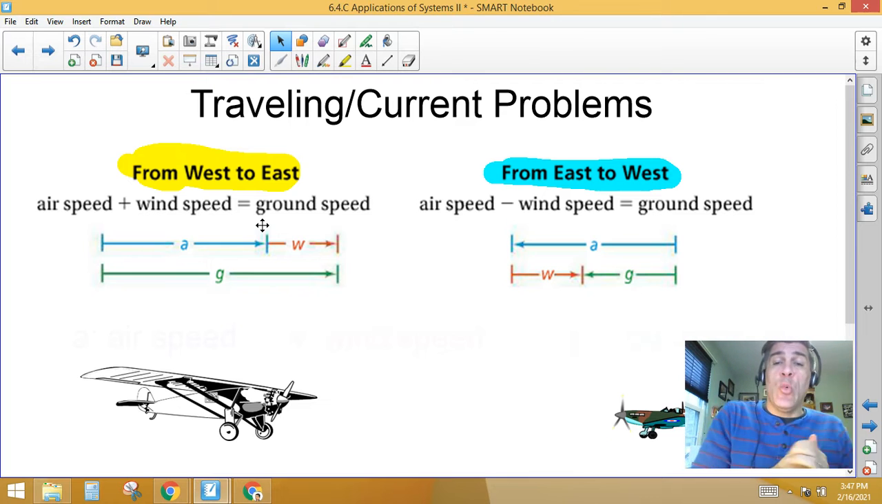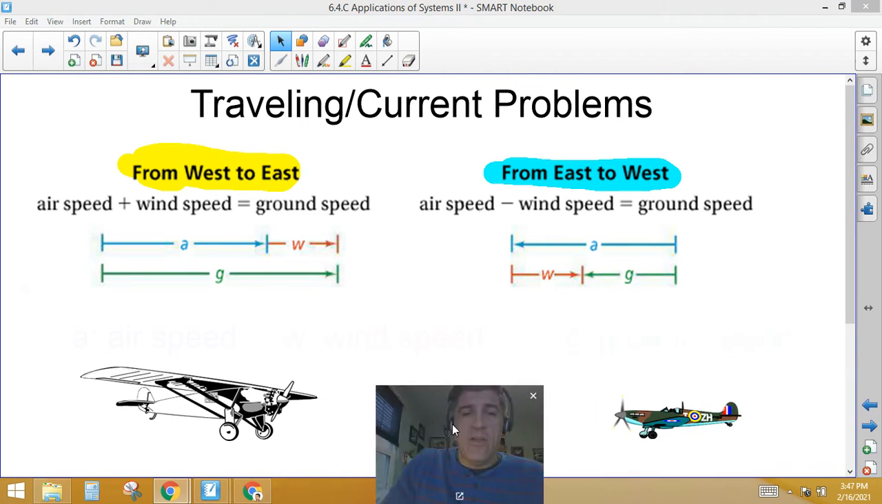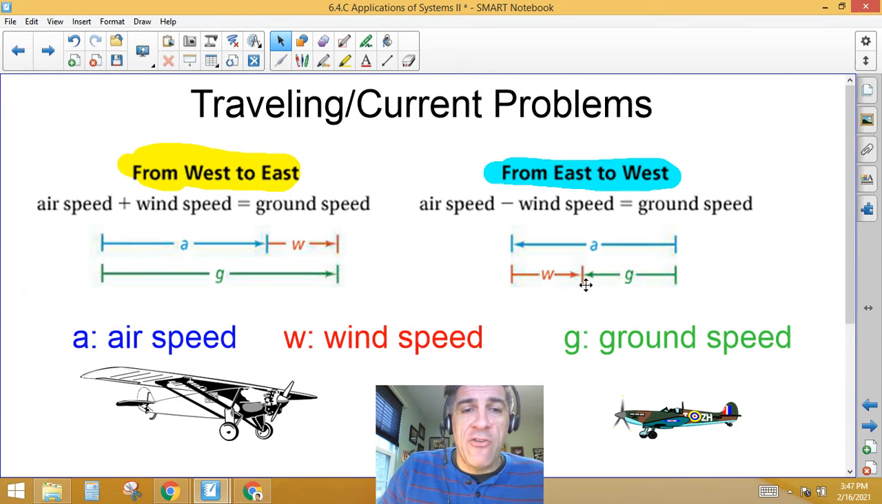But if you're going east to west, you're actually flying into that same wind, so you would have to subtract it away. You would subtract the wind that you're flying into from your airspeed, and that will be what your ground speed is equal to. So pretty much A is your airspeed, W is your wind speed, and G is your ground speed. Going west to east, you add them together. Going east to west, you subtract those.